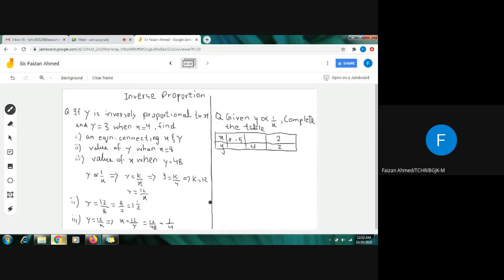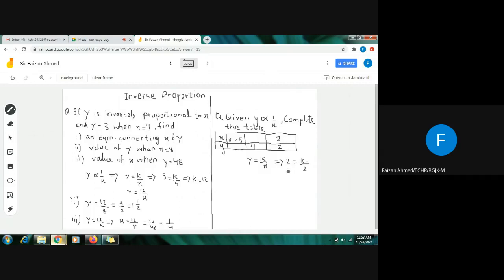Moving on to the last question. The last question is again the same type of question which we did in direct proportion, but this time it is inversely proportional. So my equation will be y equals k upon x. I'm writing my equation directly, and I can see in the table that there is a column in which the value of x and y is given. Both are 2, so I will put the value of y as 2, and this k will be as it is, and again I have to replace x with 2.